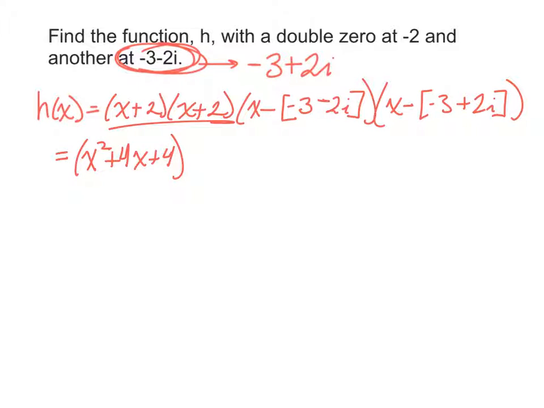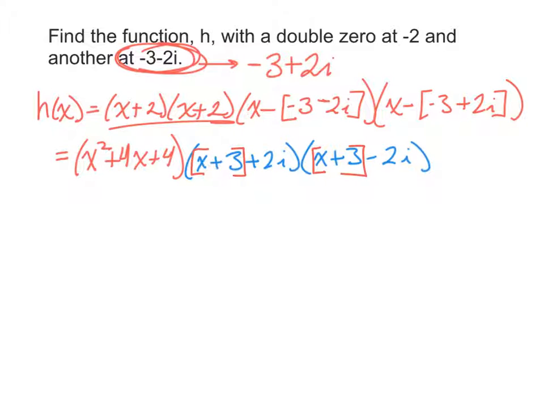But in the second one, we got to look at it a little bit differently. X minus the -3 minus 2i. First, I'm going to distribute that negative. We'll have x plus 3 plus 2i. And the other one is going to be x plus 3 minus 2i. And again, we have this situation where within these two factors, everything's the same except for this plus and this minus. So what I'm going to do is separate it. And this way we'll have the difference of two squares.